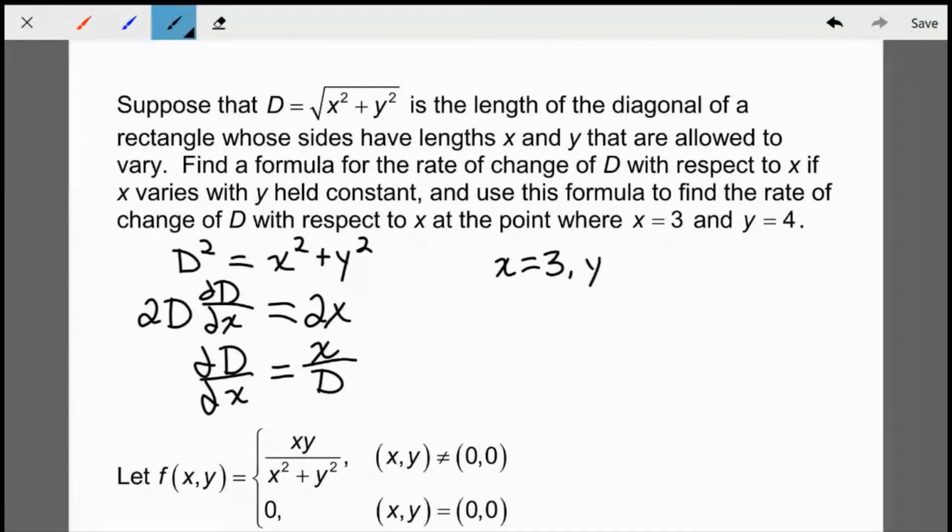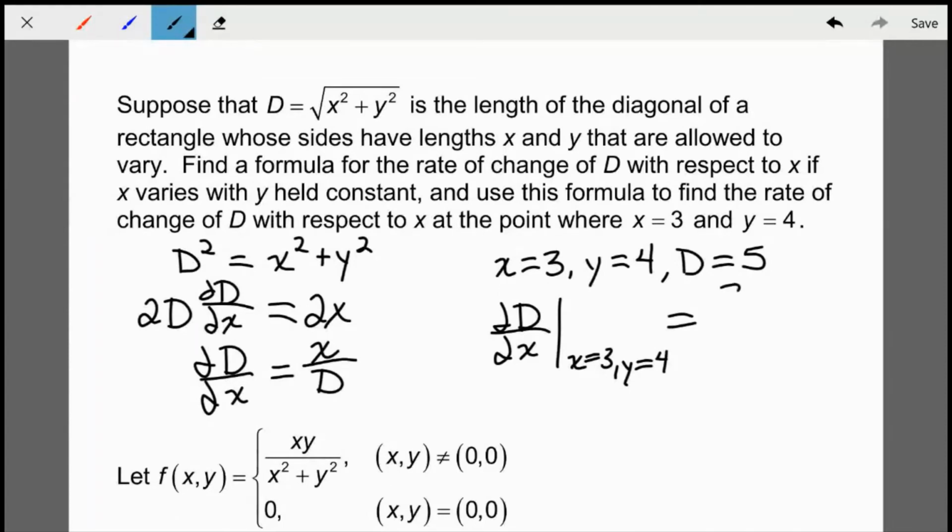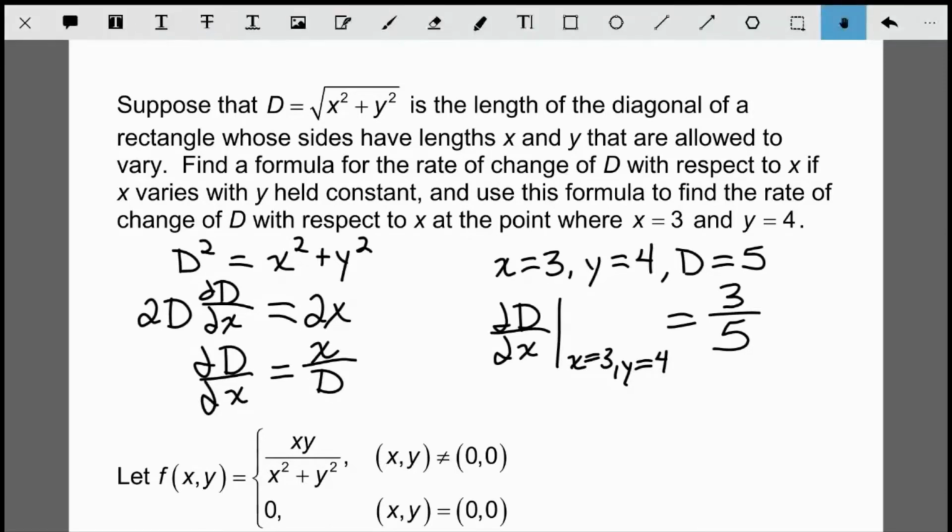Okay, and then when x is 3, y is 4, we also can get the diagonal at that point. The diagonal then would be 5 because it's just a special right triangle. And so now the rate of change of the length of that diagonal with respect to a change in x at the point x is 3, y is 4, would be equal to 3/5. Okay, so pretty simple to do, but just a slightly different way of going about these problems. Every once in a while, you'll come across one where implicit differentiation might be a better route to take.